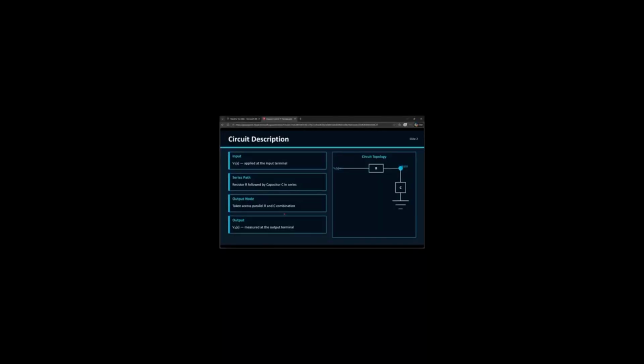So if we take a look at our circuit, we have an input voltage which is denoted by V1(s), and connected to this input voltage is a resistor. This resistor is connected in series with a capacitor. Moving forward, we have our output node. For our output node, a resistor is connected in parallel with a capacitor. The output voltage of this circuit, which is V2(s), is taken across this parallel combination. So essentially, we have a series impedance feeding a parallel impedance.